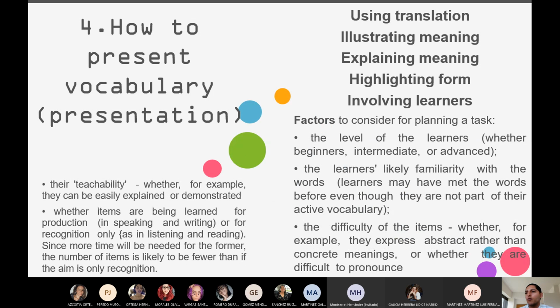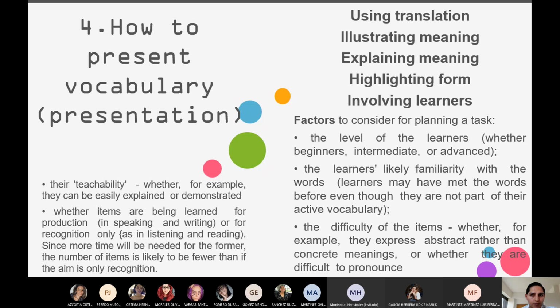How to present vocabulary, okay? The first stage for the PPP approach, okay? Presentation, practice, production. How to present vocabulary. Using translation, that's one possibility, the traditional one. Of course, if everybody's sharing the L1, but if English is working there as a lingua franca, and if you are in a second language learning context, then translation might not be an option.